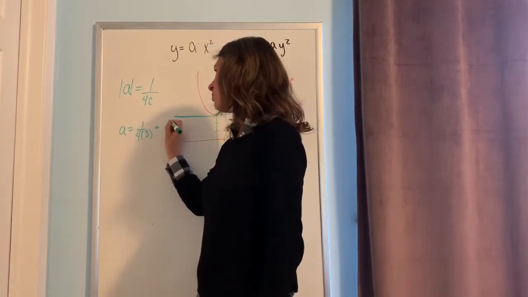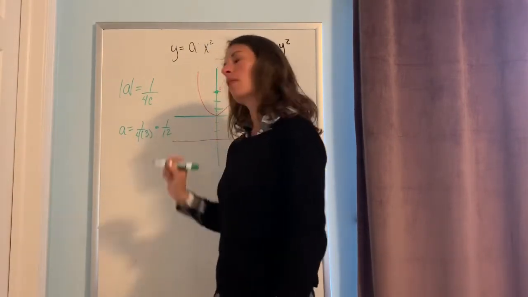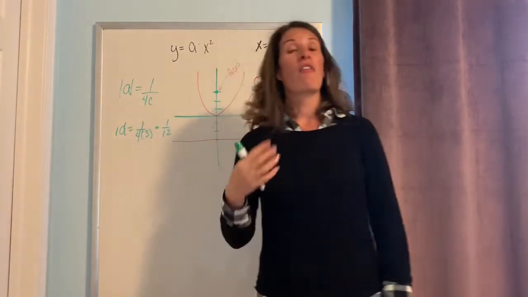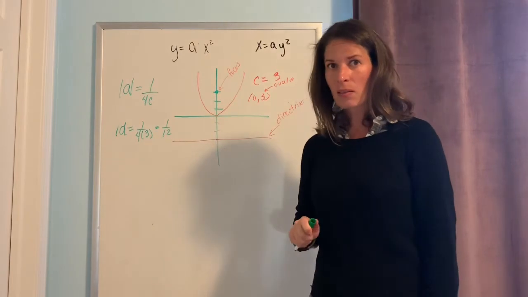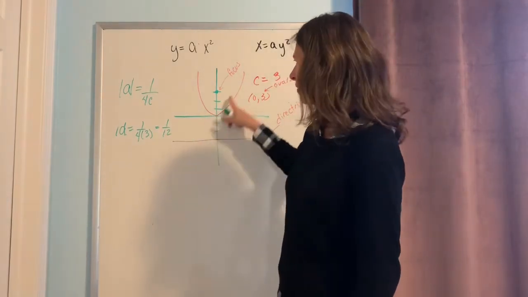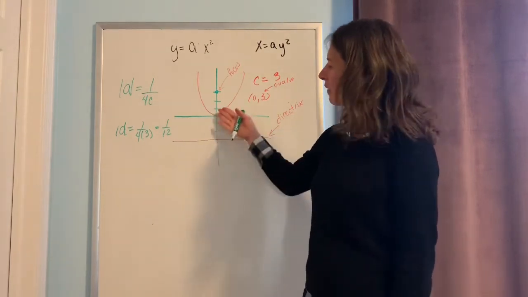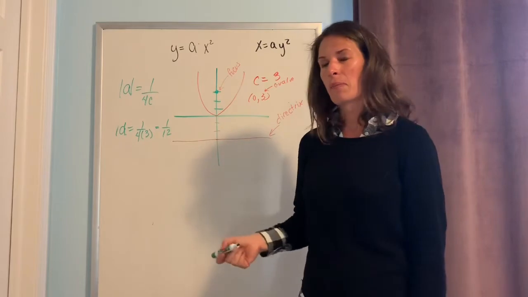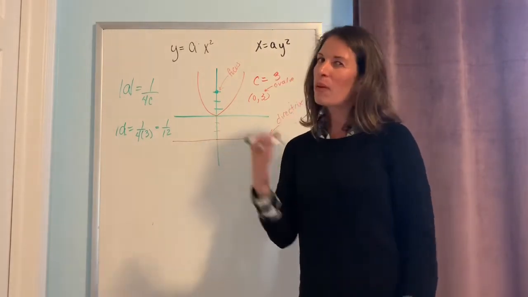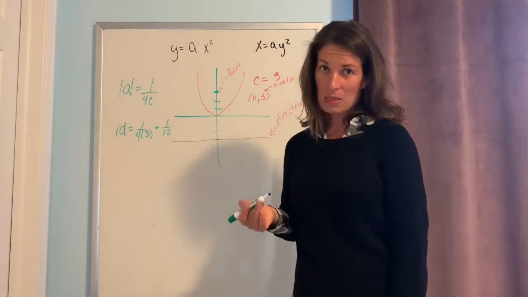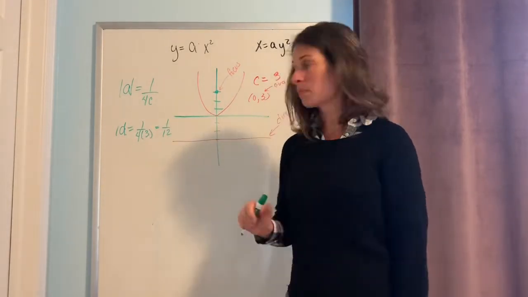So it is equal to 1 over 12, and it's the absolute value. Now, for the purposes of this week, the value of our a, if it is positive, it's going to be up, and if it's negative, it's going to be down. But if we were able to move these, then that wouldn't always be the case. So we're going to say that it's the absolute value.